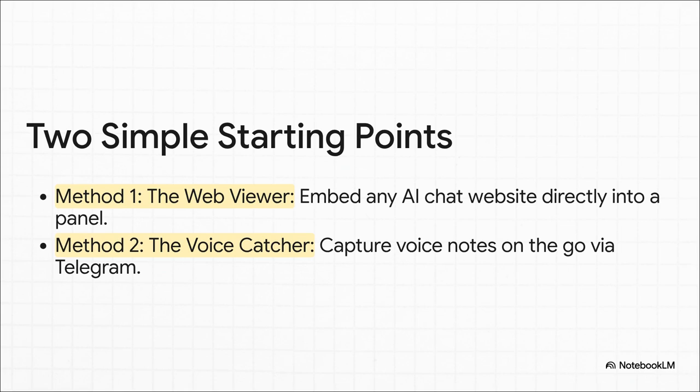Method 1, you literally just embed your favorite AI chat site, like DeepSeek or Gemini, right into an Obsidian panel. That's it. Done. The second way, though, this is a total game changer for when you're on the go. You use a plugin to send a voice note to a Telegram bot, and boom, it gets transcribed and dropped right into your daily note. Think about that. No more brilliant ideas lost to the ether.